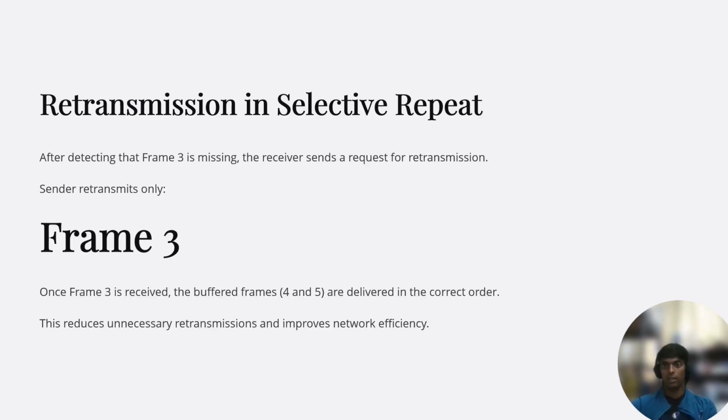So now let us see what is retransmission in selective repeat. When the receiver detects that frame 3 is missing, it sends a request to the sender to retransmit only that specific frame. The sender retransmits frame 3 only. Once frame 3 arrives, the receiver now has frames 1, 2, 3, 4, and 5. The buffered frames are then delivered in the correct order. This whole process makes selective repeat much more efficient than go back N protocol.